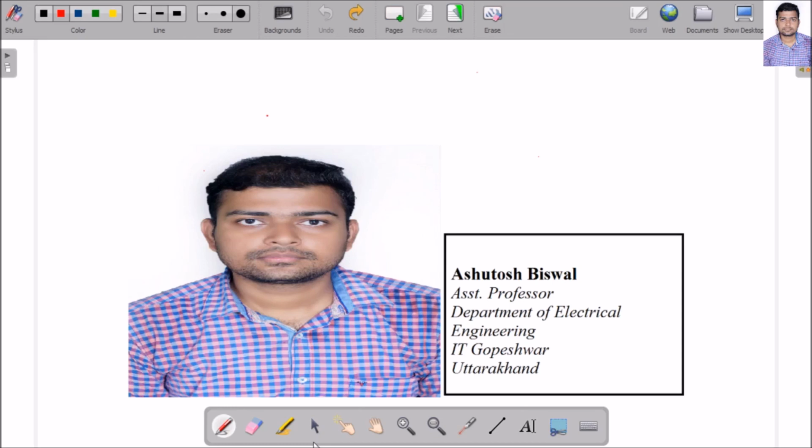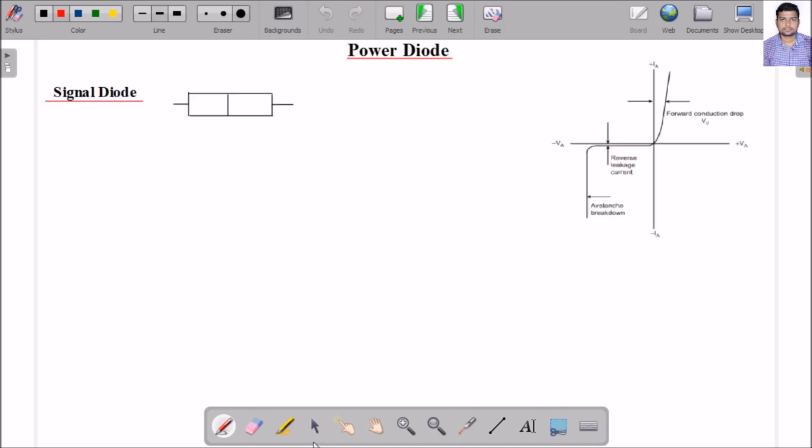Today we'll discuss the power diode. Before that, let us discuss what a signal diode is. A signal diode is a general diode which is generally used in analog circuits, of small rating, which you have already studied in analog electronic circuits. A diode has two layers, one P and one N.